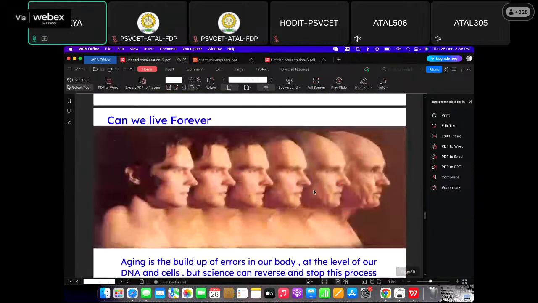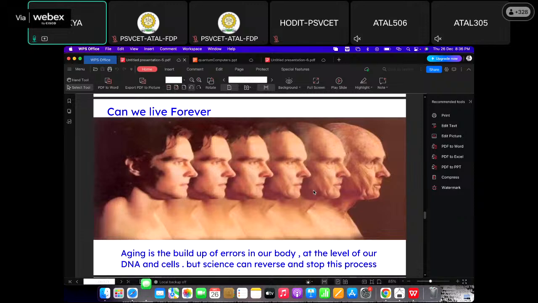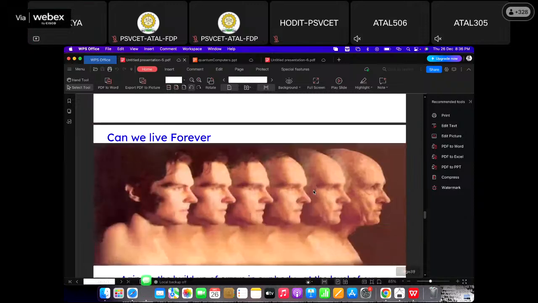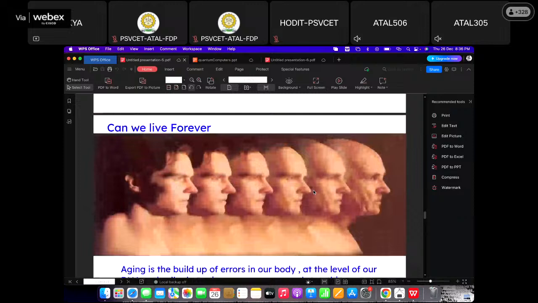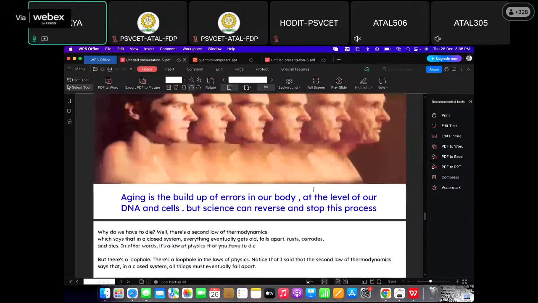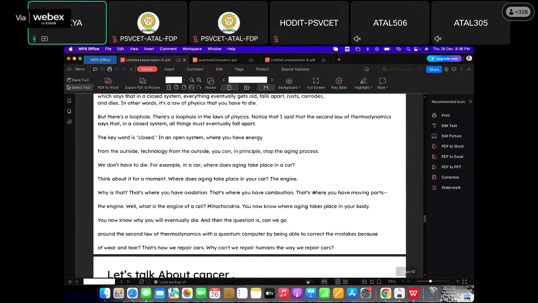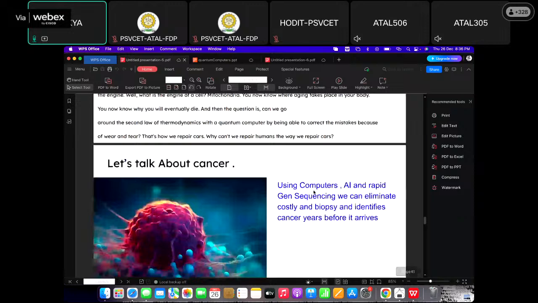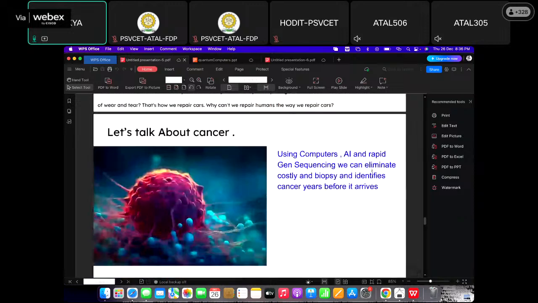Then, can we live forever? You can do reverse aging with the help of quantum computers, because the cells, they never die, right? You can check out multiple things. So why do we have to die? You can solve these problems with quantum computers. This is all about cancer. Using computers, AI, and rapid gene sequencing, we can eliminate the costly biopsy and identify cancer years before it arrives.